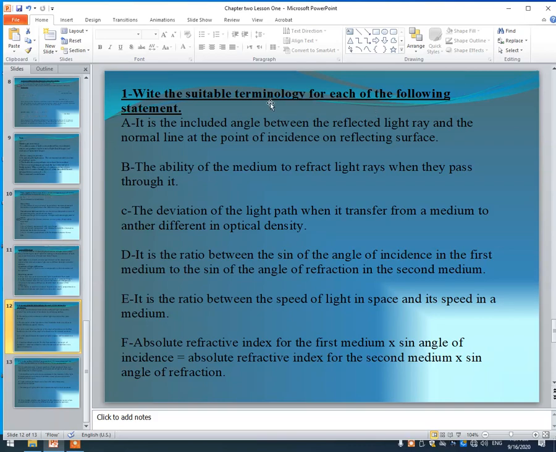Write the suitable terminology for each of the following statements. I want you to write only one word. Convert these sentences to only one word. Number one, it's the included angle between the reflected light ray and the normal line at the point of incidence on the reflecting surface. It's the angle included between the reflected ray and the normal. What is this angle? Try to think.